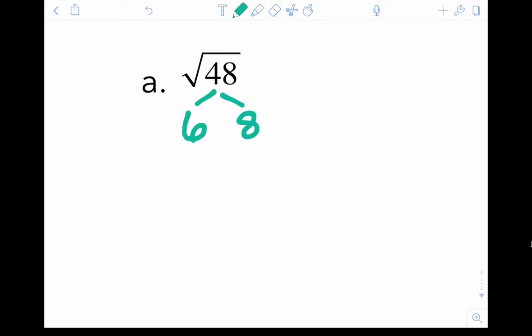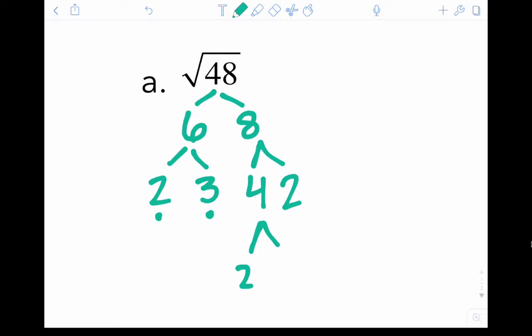So I'm just going to work left to right now, and I'm going to simplify my numbers left to right. So I'm starting with 6. Well, my two factors of 6 are 2 and 3, and those are prime, so I'm going to put a dot beneath them. Then I have 8. Well, 8 is 4 and 2, and now left to right I'm going to work with 4. 4 is 2 and 2, and then those are prime, so I put a dot, and same with that last 2. So now I have 4 2s and 1 3.